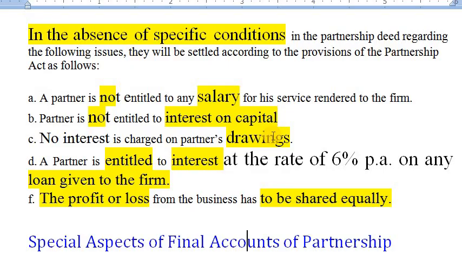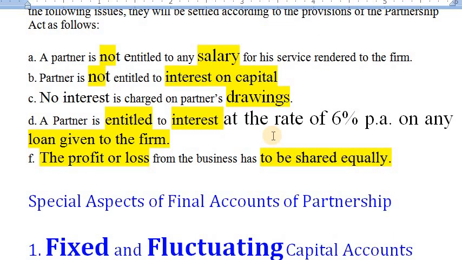And again, profit sharing. If nothing is mentioned about the profit, it can confuse you. You may think, okay, based on the capital, based on the effort or anything. No. If someone is a partner and there is no specific profit sharing ratio mentioned in the partnership agreement, profit or loss has to be shared equally. So if there is no specific agreement, equal sharing of profit or loss made by the business.